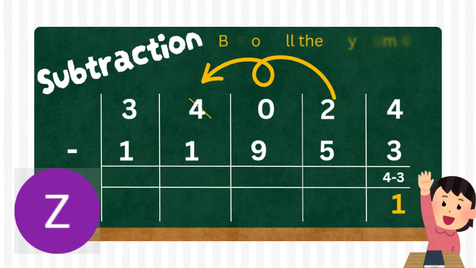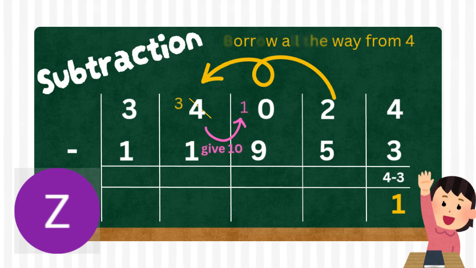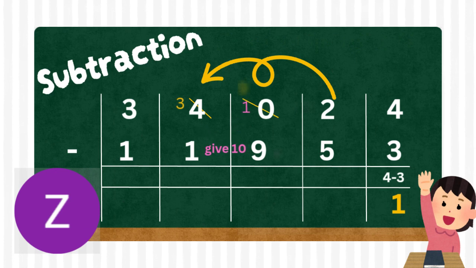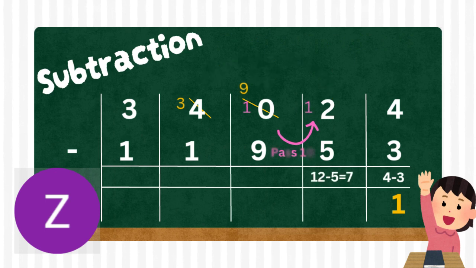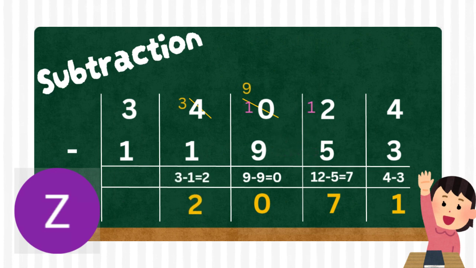This friend number 4 has now 1 pencil less, so it becomes 3. And then it passes that on to the 0. Remember, it gives on 10. So the 0 becomes 10, but that is not where we need it. So we take away 1 again from the 10, which becomes 9, and then we pass that 10 on to the 2. That now becomes 12 minus 5 is equal to 7. Then we have the 9 minus 9 is 0, and the 3 minus the 1 is 2, and lastly, again 3 minus 1 is 2.